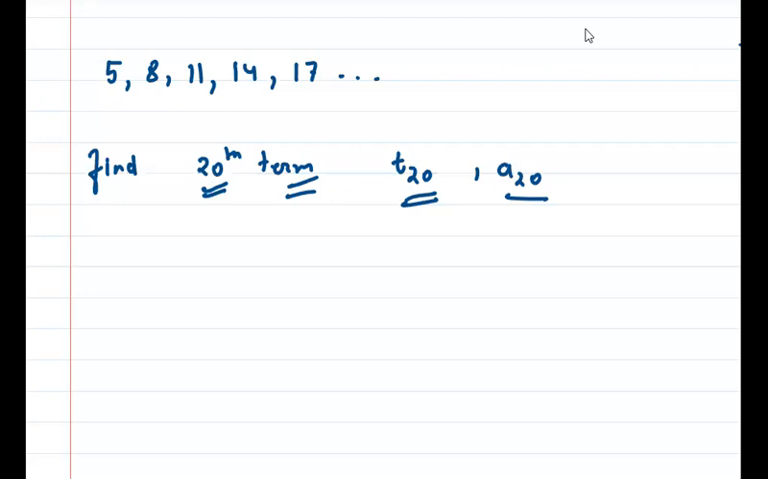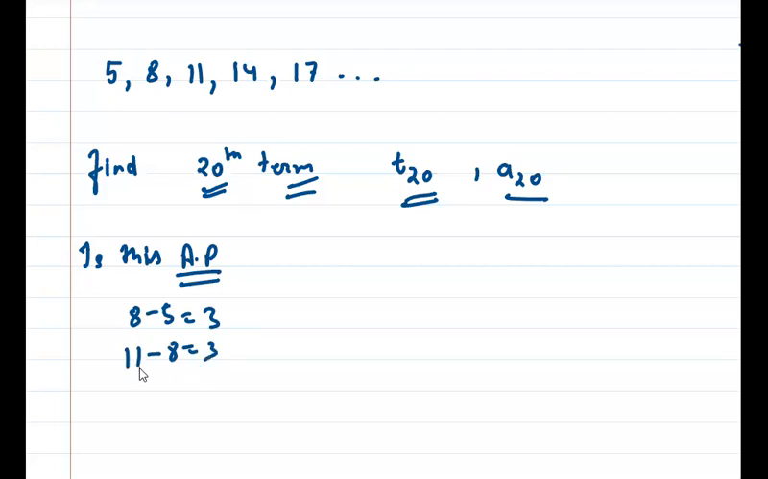Now it is clear, right? So I should ask myself, I need to find the 20th term. I'll ask first, what kind of progression is this? Is it an AP? Your question should be, is this an AP? So you have to check. Let's check. 8 minus 5, 3. 11 minus 8, 3. Yes, correct. So yes, it is an AP.